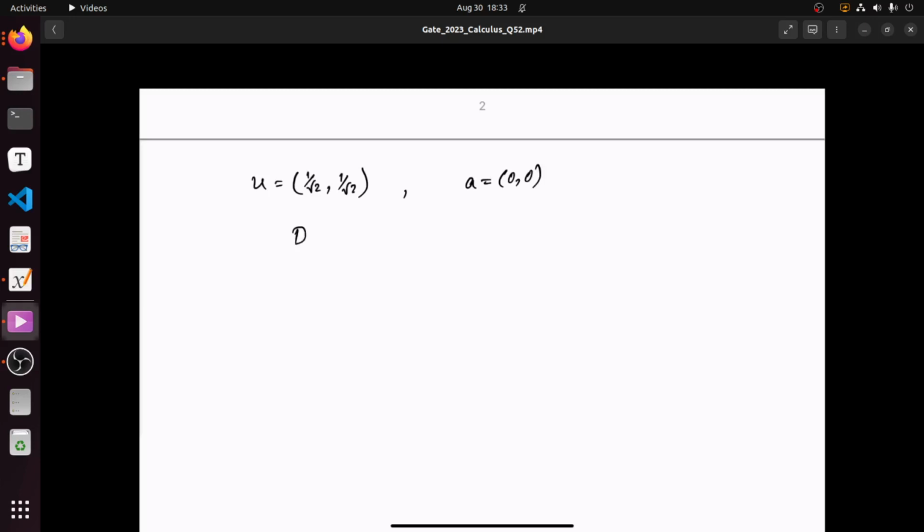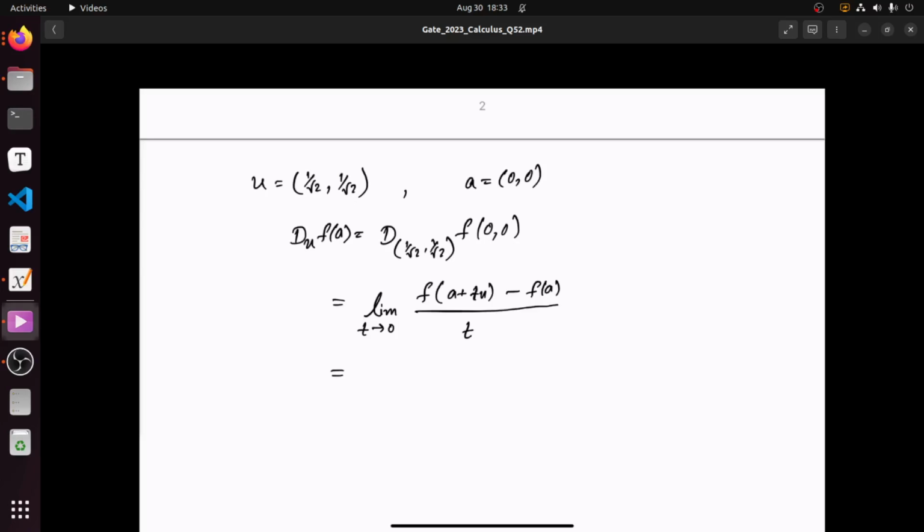So you have to find D_u f at a, that means D of (1 by root 2, 1 by root 2) f at the point (0,0). So this is by definition the limit as t tends to 0 of f of a plus tu minus f of a, divided by t, right?